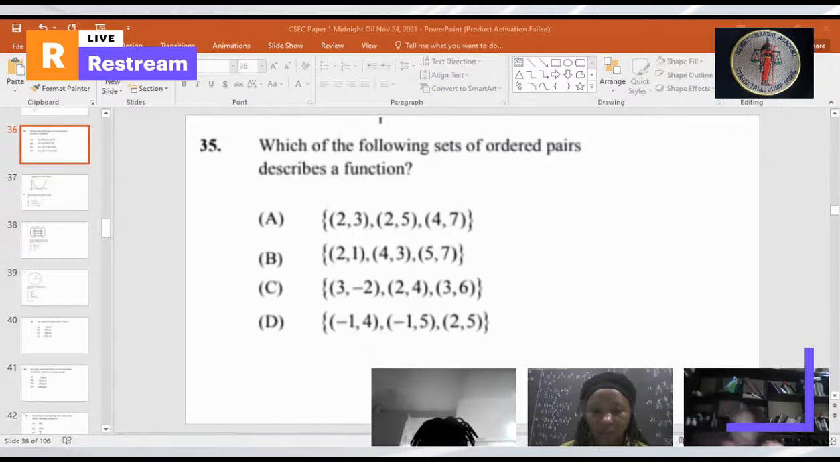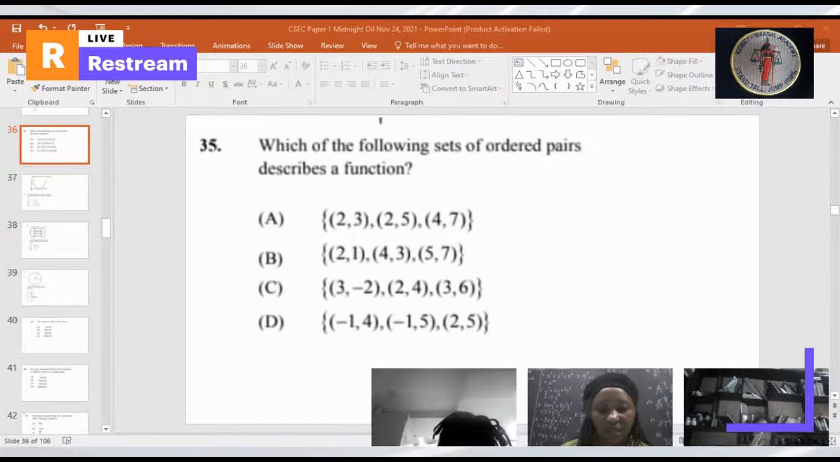Miss, I think it's B because they all have a one-to-one function. And what do you mean by that? Miss, one x value goes to only one y value. There is no corresponding. Correct.